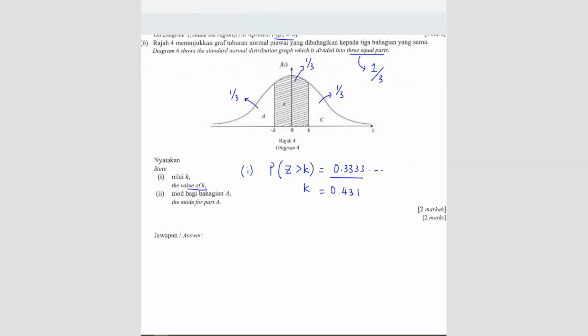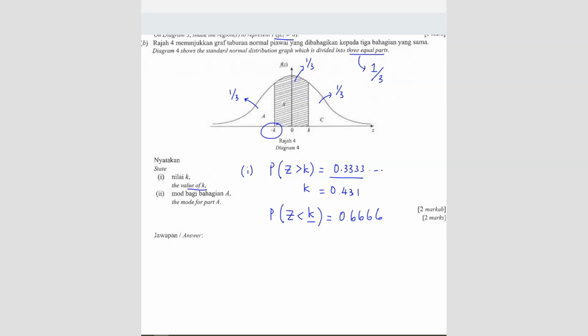But if you are using the calculator, you must also know this: the calculator's format is Z less than, while the table format is more than. So in this case we can use Z less than k equals to 0.333. No, I'm just writing to confuse you all. It's not 0.333 because this is Z less than k. If Z is less than k, it is these two parts. So it's actually 2 over 3, not 1 over 3, which means 0.666. So you type this into your calculator, and you can straight away get your answer, 0.431.